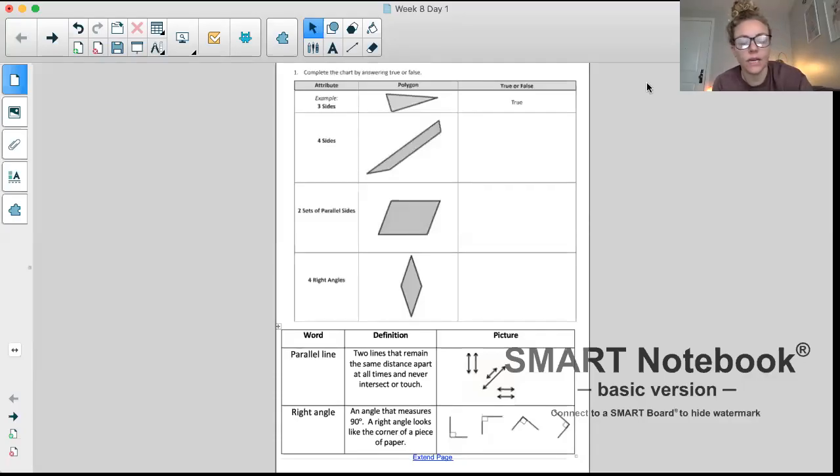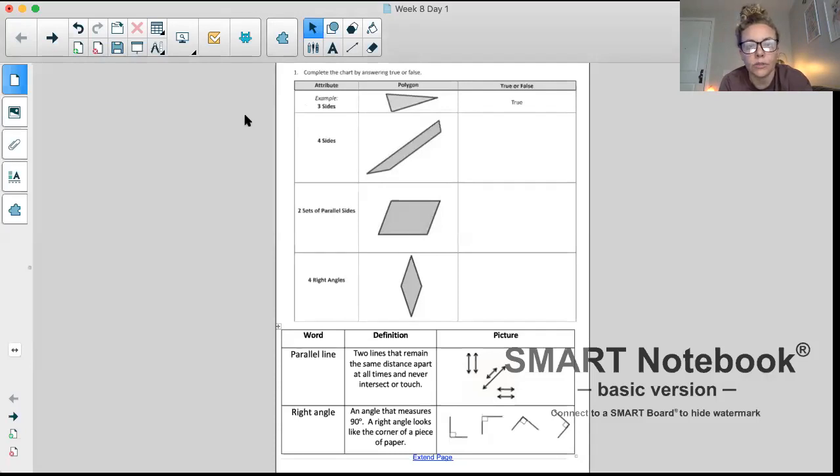It's Miss Fifield here. I'm going to work with you on week 8, day 1 of your packet. So grab your packet if you don't already have it. And if you don't have your packet, that's okay, because really all you need is a pencil and paper. Okay? So first up is our fluency.